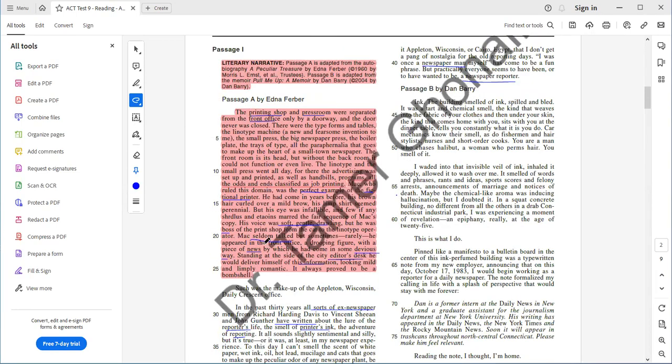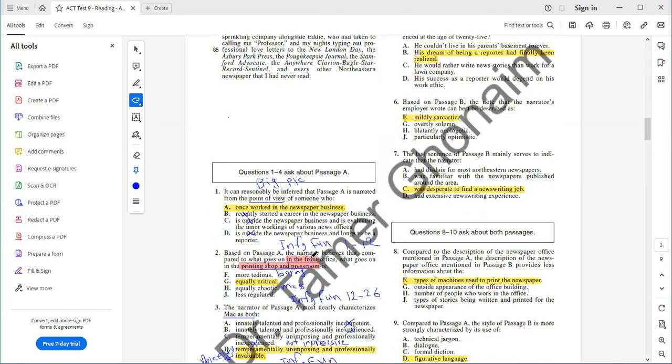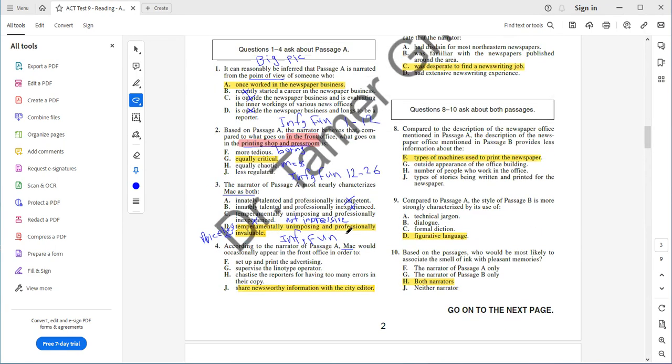He said when he appears here, Mac seldom talked, but sometimes rarely he appeared in the front office. So from line 20 till 26, he appeared only to show information. Let's find now. Set up and print advertising? No, there's no kind of printing in the front office. Supervise the linotype operator? The linotype is not in the front office.